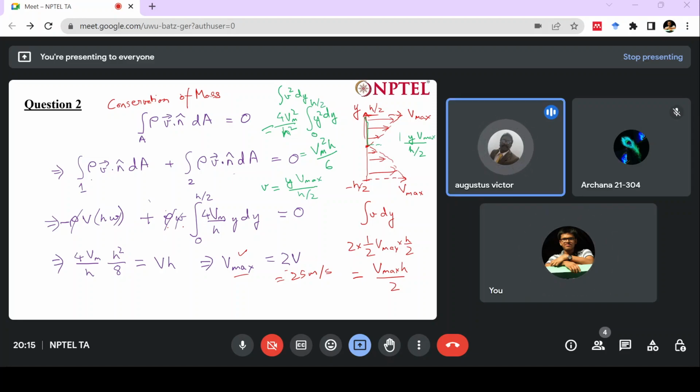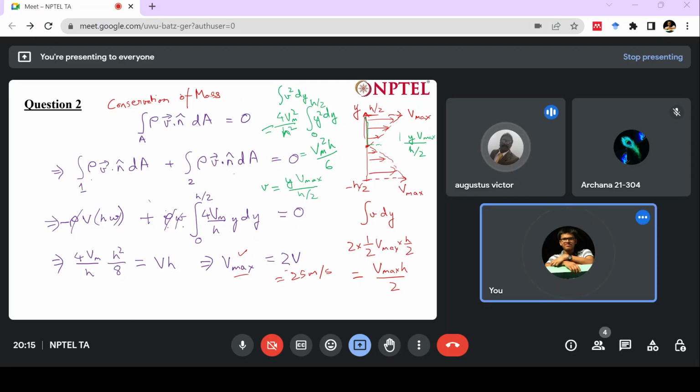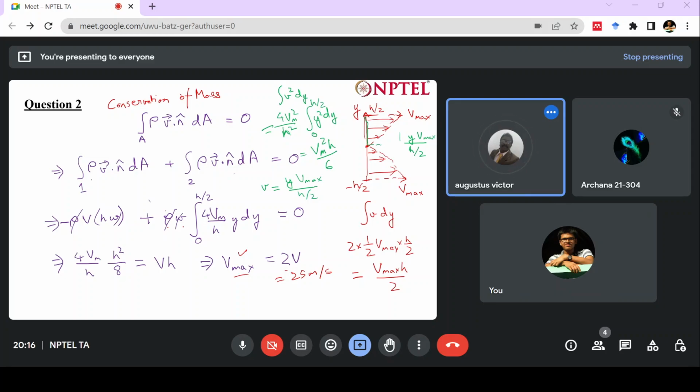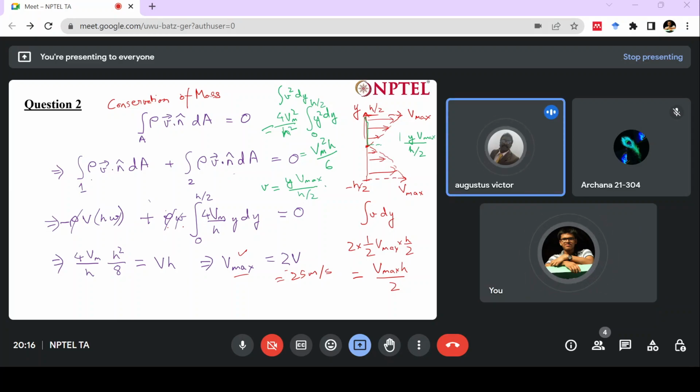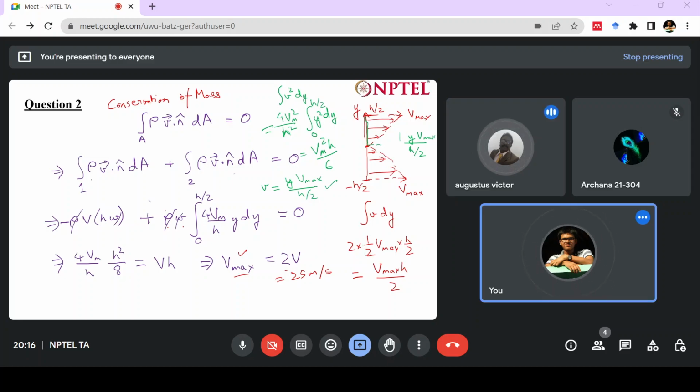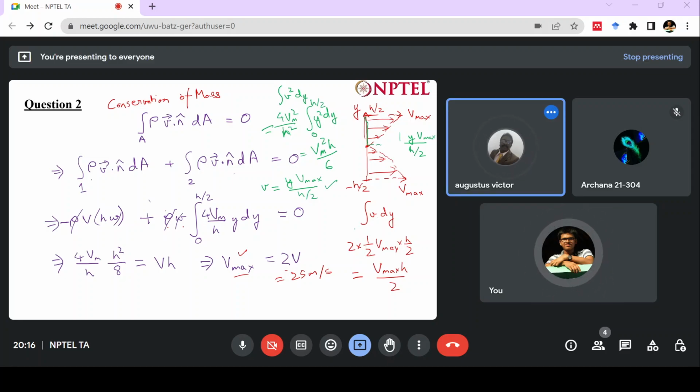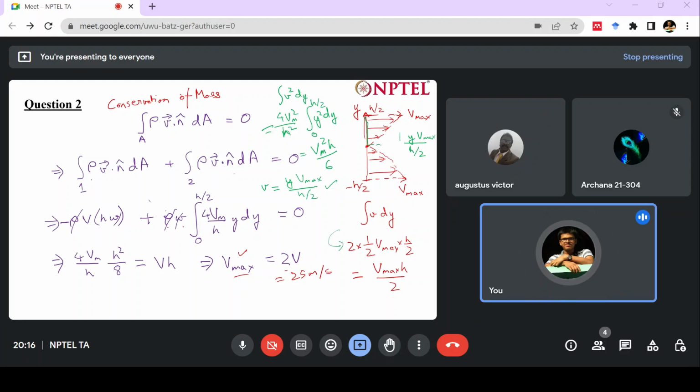So here we have arrived at the integral of v dy as Vmax into h by 2. Here we are multiplying Vmax by h by 2 by y. This is the integration of this whole thing. Also, if you put this y, Vmax by h by 2, you will see you are getting the same answer. I did this as a substitution.